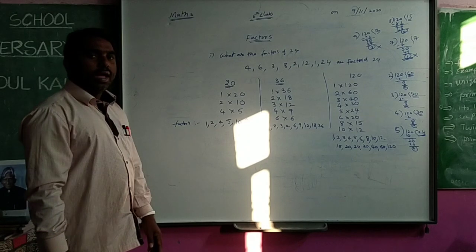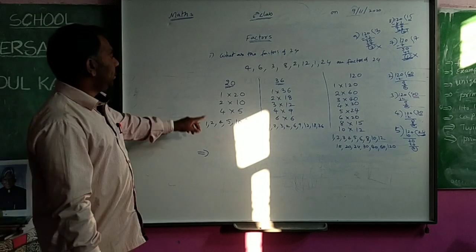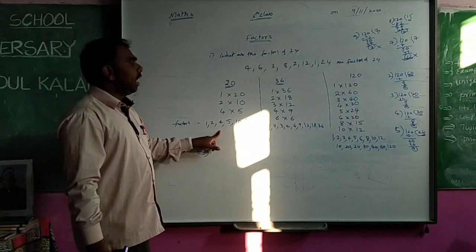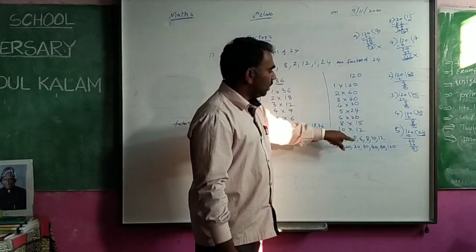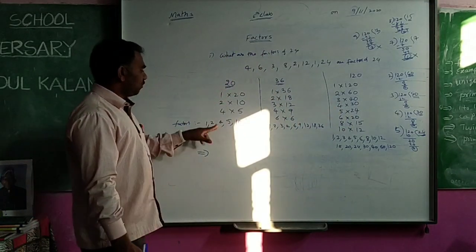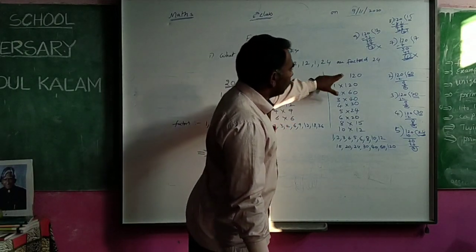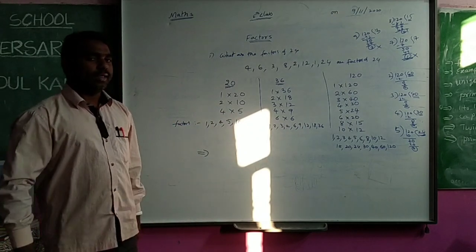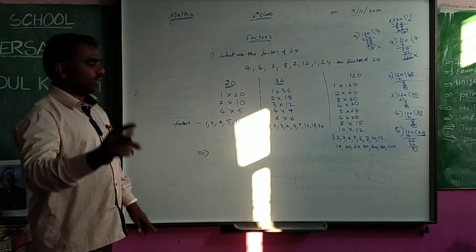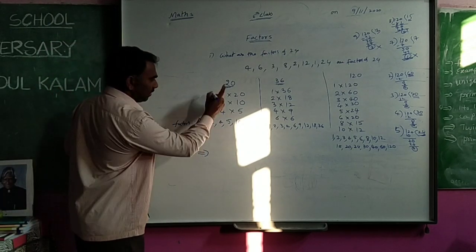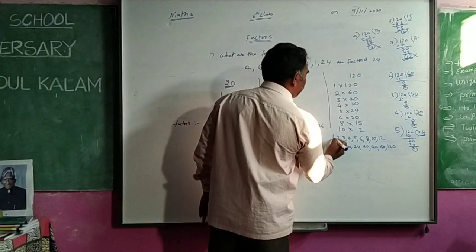Okay. Now I will say some points which I am going to find in the factors. Observe, we have written the factors of 20 here, the factors of 36 here, and then the factors of 120 here. When I have written that, observe carefully. For every number, 1 is always a factor. You see, 1 is a factor of 20, 1 is a factor of 36, and 1 is a factor of 120.